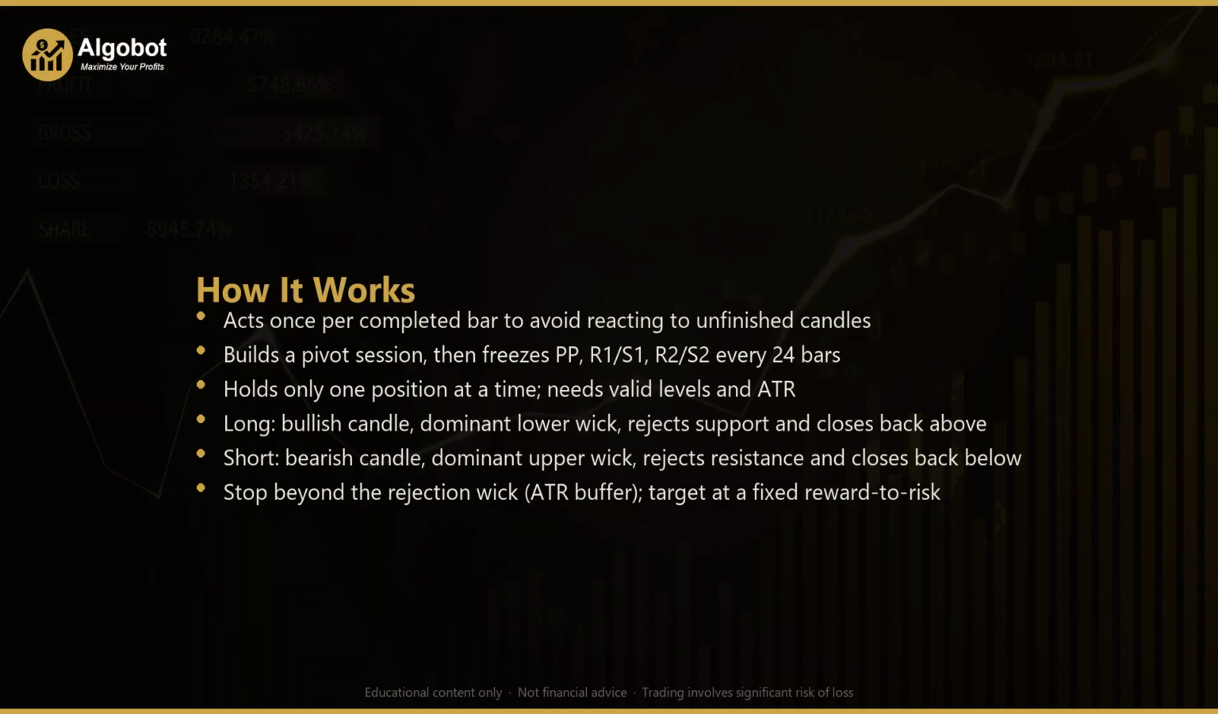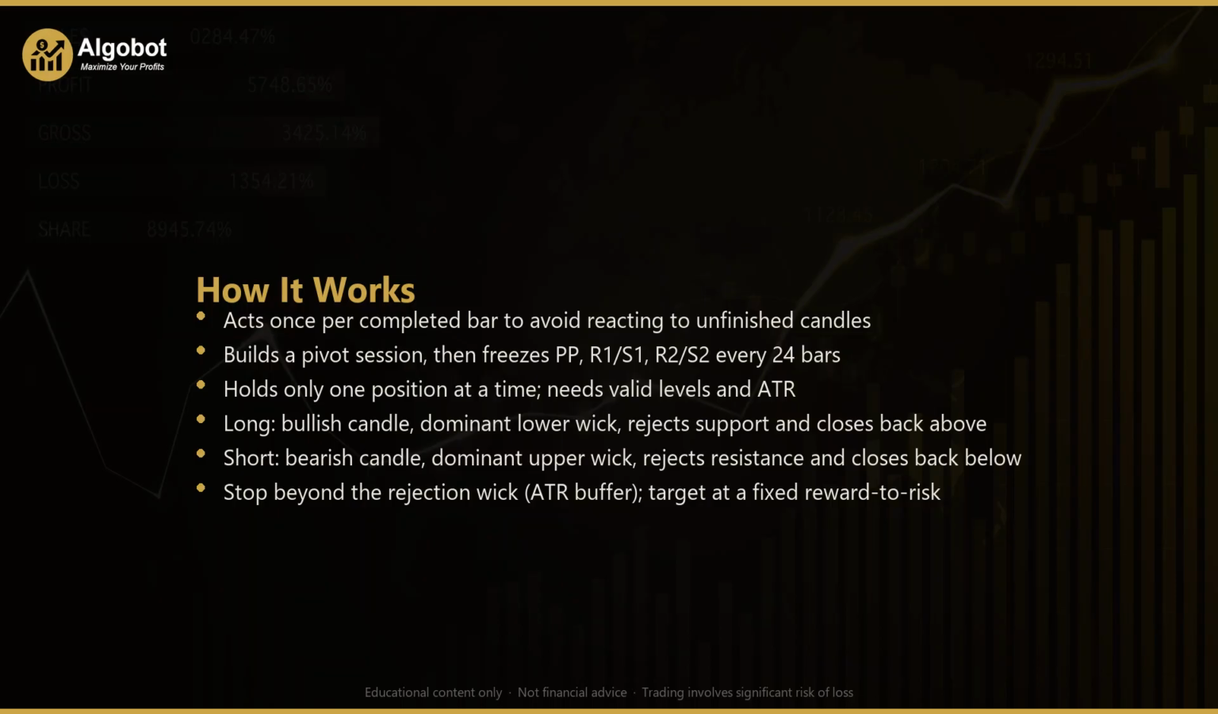The short side is the mirror image. The candle must be bearish, its upper wick must dominate the range, and it must have poked up into resistance 1 or the higher resistance 2 while closing back below. That combination signals sellers rejecting resistance, and the strategy signals a short.